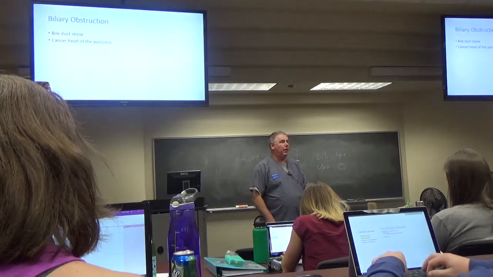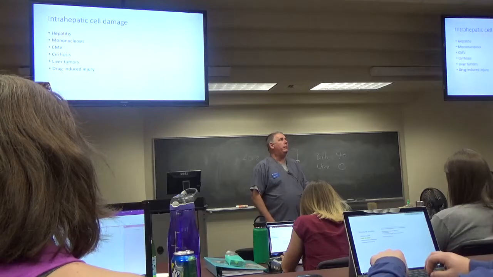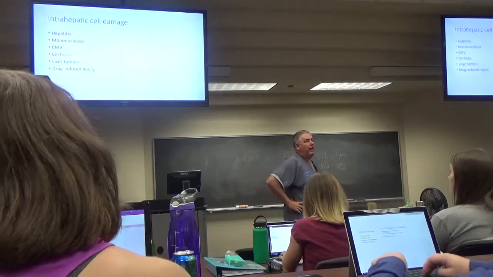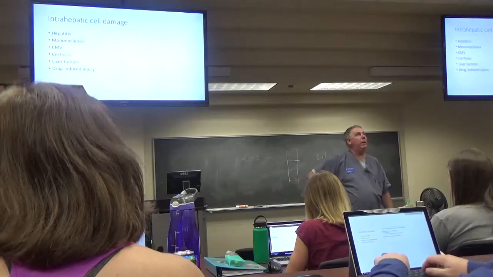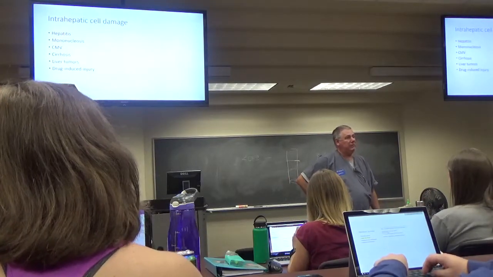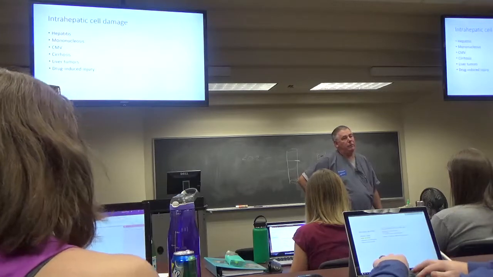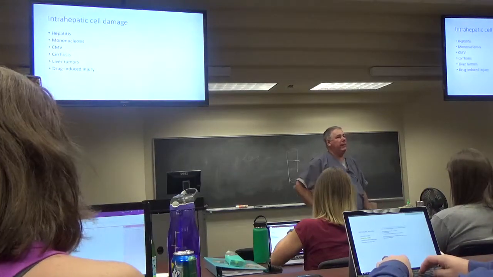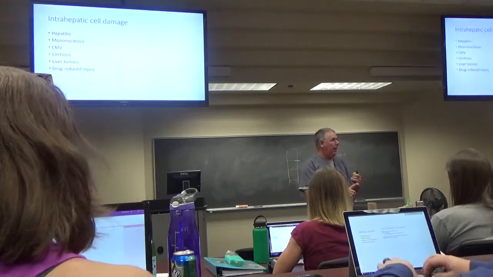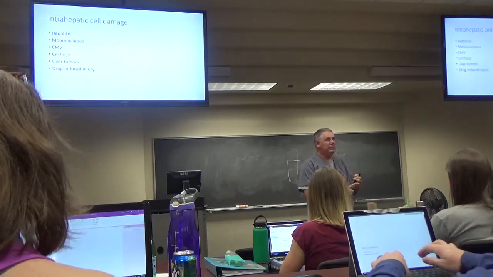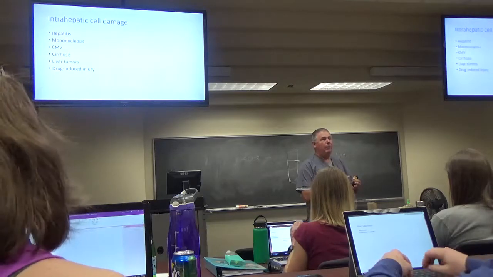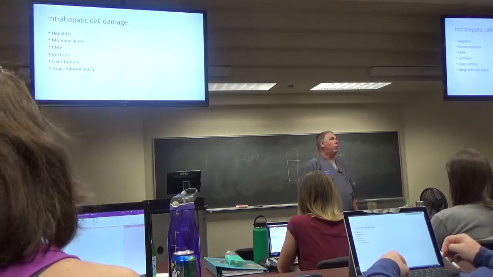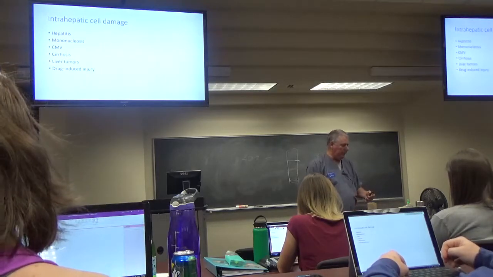Biliary obstruction we've already talked about. Very good. Intrahepatic cell damage: hepatitis A, B, and C. Don't forget about mono, and don't forget about cytomegalovirus. If you have somebody that comes in, they're yellow, they have right upper quadrant pain, and you suspect hepatitis, get a hepatitis panel, A, B, and C, plus a CMV and a monospot, because it could be any of those. And of course, you can easily figure out the other three.